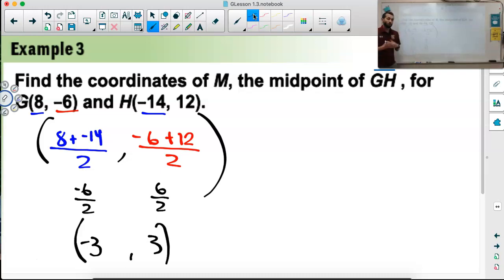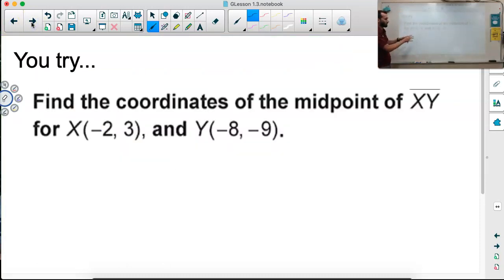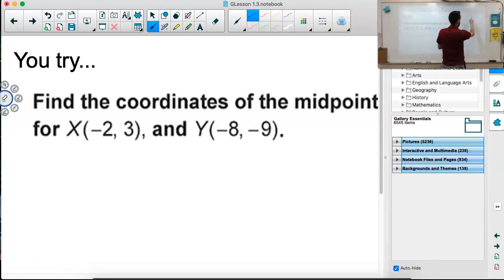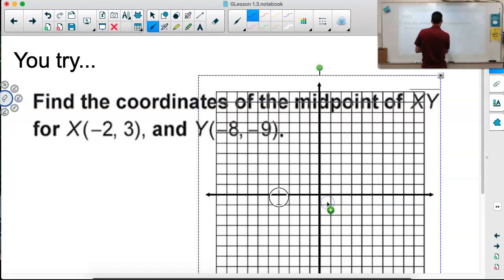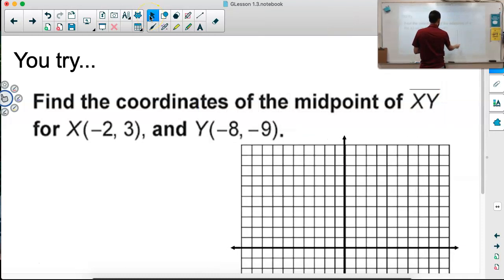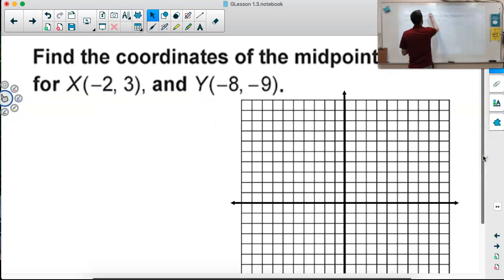Now you can always graph these, and sometimes it's easy to look at a graph and tell that way. In fact, I don't think I have an example on here. Let me put up an example on a graph. Instead of saying you try, let's do this one by graph. Grab a graph from my stuff here. All right, so we've got a nice little graph for us. Now let me show you a different way. If these are graphed, how could we do these?